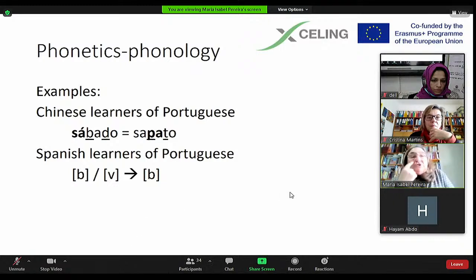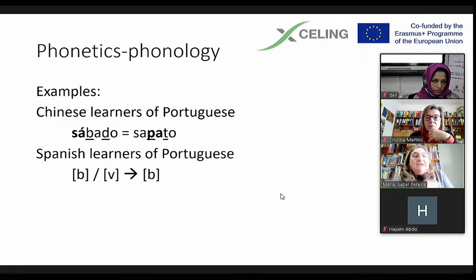Spanish learners of Portuguese: Spanish has no phonological distinction between those two. I put the phonetic symbol, but it's okay. Of those two phonological units, in Spanish you have just one phonological unit. In some varieties of Portuguese too. So what happens? Those learners don't make the distinction, and they always use the sound b.